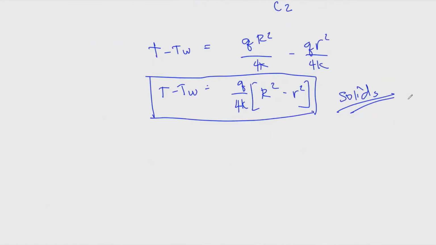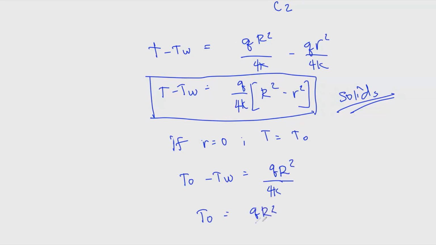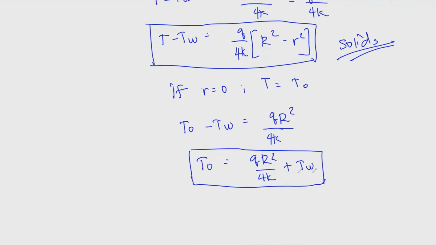Now in this case, let's analyze what happens if r is equal to 0, where we're referring to the temperature at the center. In this case, that is equal to To minus Tw, that is equal to q over 4k, and since small r is 0, we're left with R squared here. This final expression is for our center temperature, that is qR squared over 4k plus the temperature at the surrounding. So there we have it, and of course the center temperature for this wire is actually the maximum temperature.